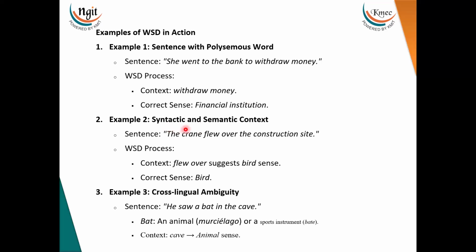Second example is syntactic and semantic context. The sentence is the crane flew over the construction site. Now word sense disambiguation will process it. The context flew over suggests the bird sense, since birds fly, right? The correct sense is bird. Then the third example, cross-lingual ambiguity. The sentence is he saw a bat in the cave. Now bat can be an animal or a sports instrument. The context is cave, so this will be the animal sense.